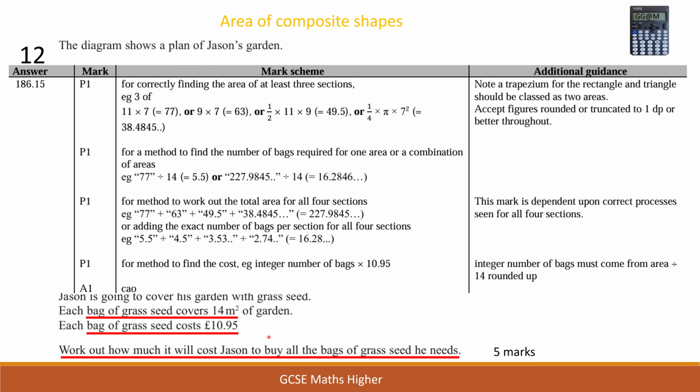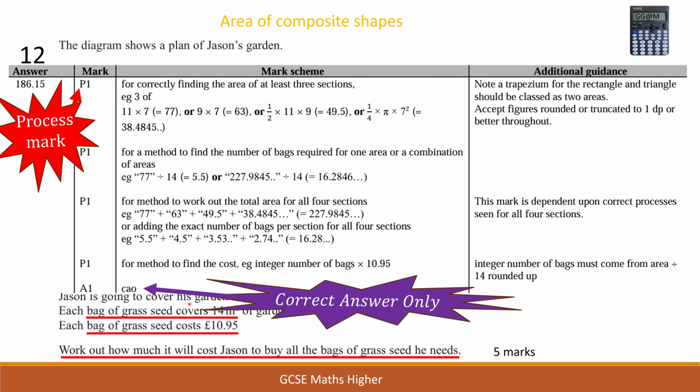So the mark scheme says the answer is 168.15. This is for 5 marks. P1 is a process mark, and A1 is an answer mark. This CAO means correct answer only, so you have to get the correct answer of 168.15 to get the full marks. You must show your work in to be able to get these method marks in here as your process.